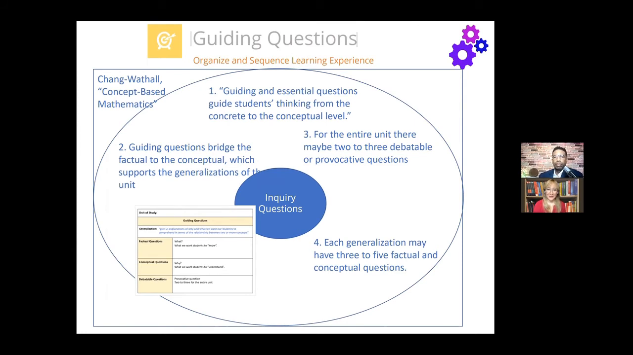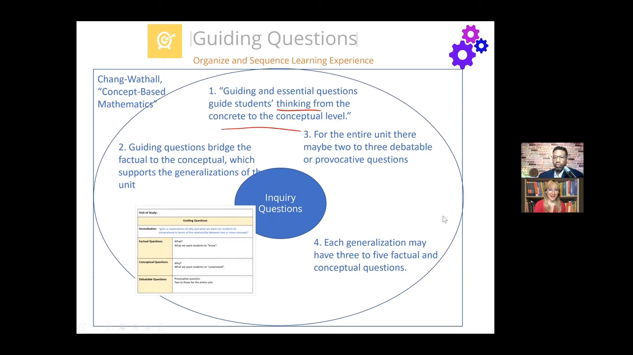So Will, let's have a look at these very important points that you've outlined here about guiding questions. One is that they guide students' thinking from concrete to conceptual. I love that point, because that means that we start with factual, concrete questions and then move into conceptual questions.